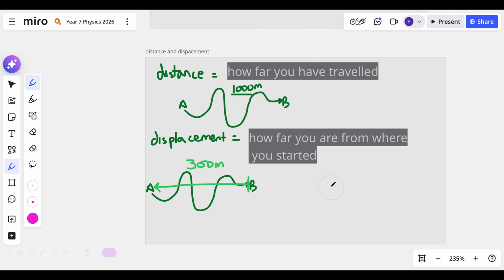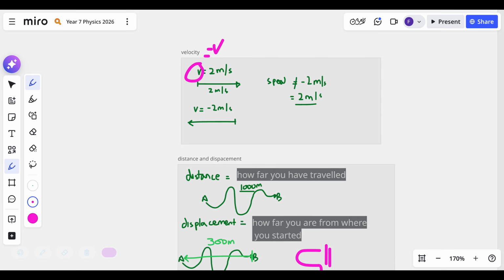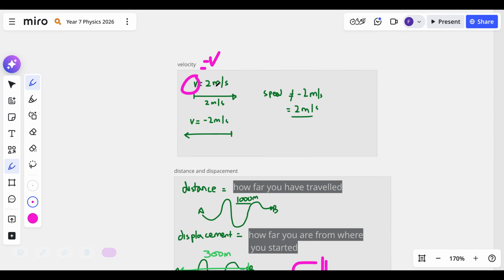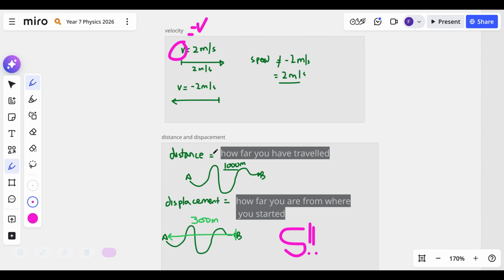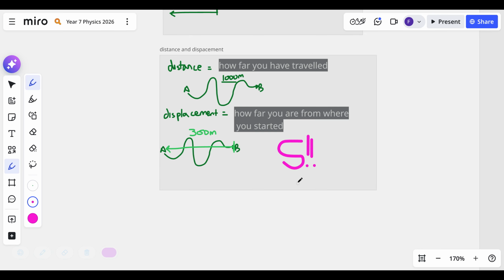Now, the weird thing is, I will make this massive. The symbol for displacement is S. This is not speed. All right? We're not going to use speed. We're going to grow up and we're going to use velocity. So there's no such thing as speed in the question. If it says speed, it's not. It's velocity. All right? Distance is S.